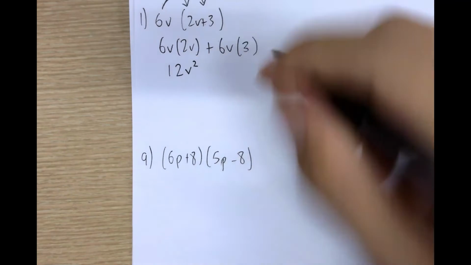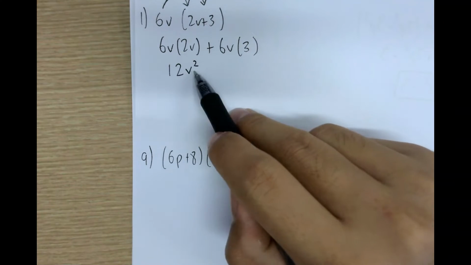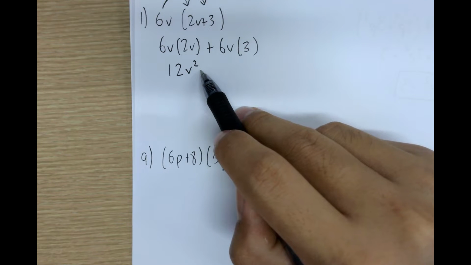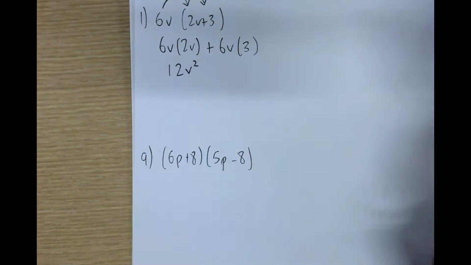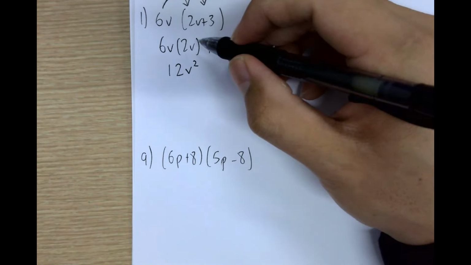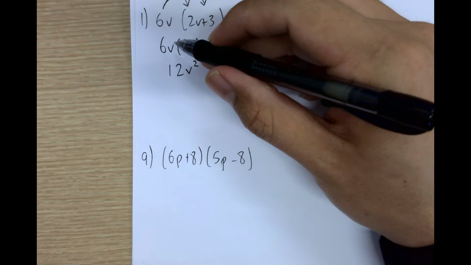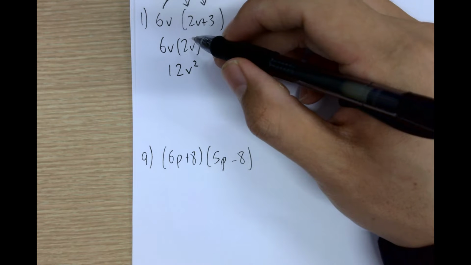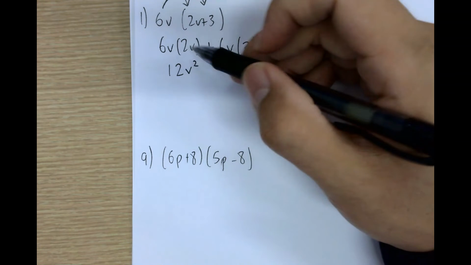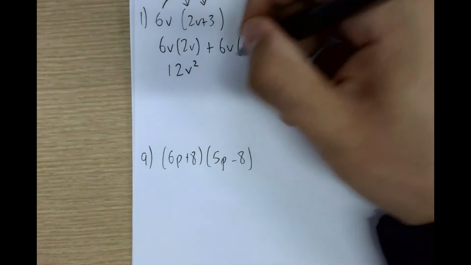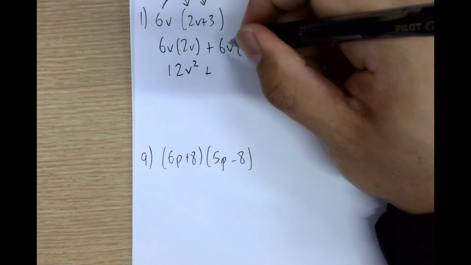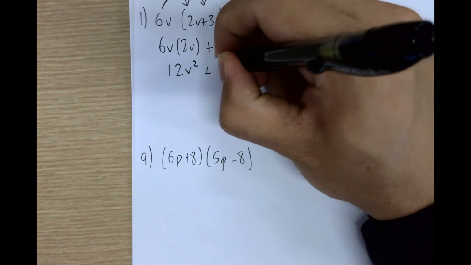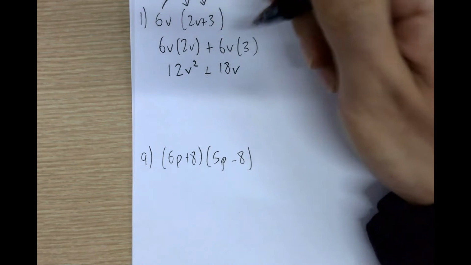So if you multiply two of the same variables, again, it's going to be v to the second power. Whenever you multiply two variables, you're going to add the exponents. So here the exponents would be 1, so they become v to the second power. This would be 6v times 3, which is just 18v, and that would be your answer. That's it.